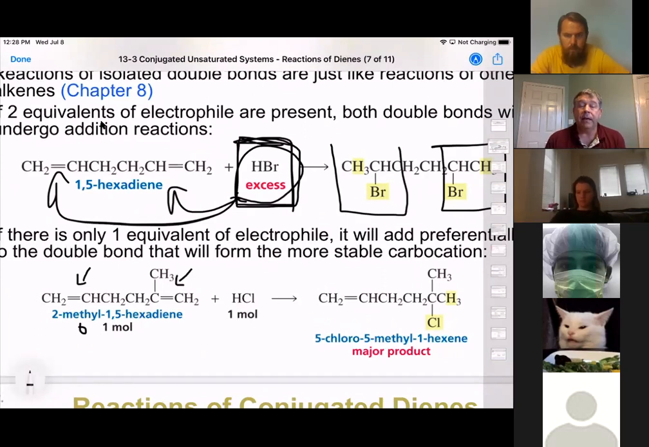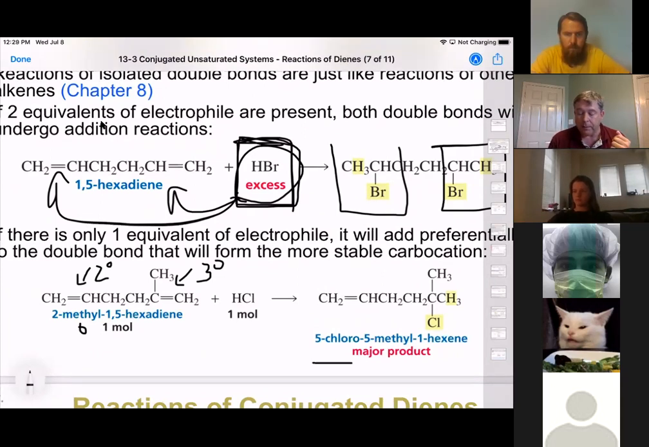And what we know about that is the disubstituted alkene here would create a more stable carbocation. Therefore, this one would create a tertiary carbocation intermediate. This would create a secondary carbocation intermediate. The tertiary carbocation intermediate being more stable means that our chloride, our second group coming in, is going to add to that more stable carbocation.